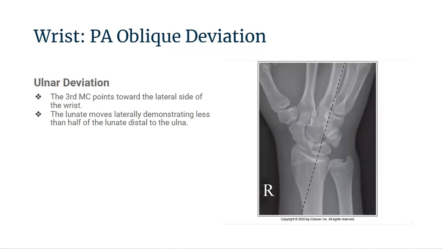In contrast, in ulnar deviation, this causes the third metacarpal to point towards the lateral side of the wrist, and it moves the lunate laterally, so less than half of the lunate is distal to the ulna. You're not going to see a lot of people recognize this or even repeat for this imaging error. However, I want you to be cognizant of the positioning of the wrist, and if the patient is ulnar or radial deviating, we need to make sure that they are in a neutral position to adequately align the third metacarpal with the midpoint of the forearm.